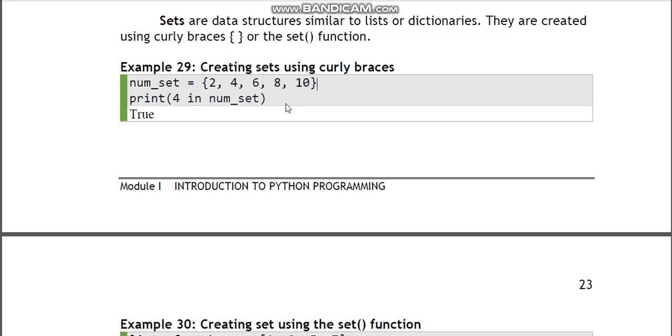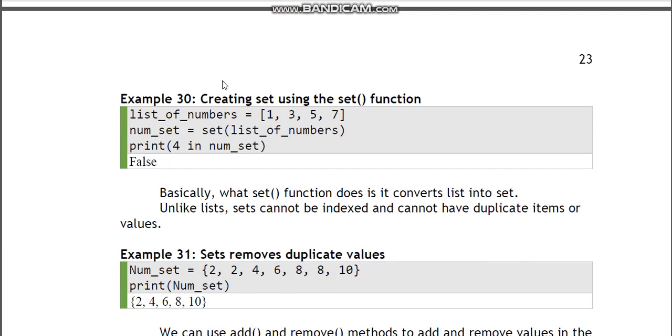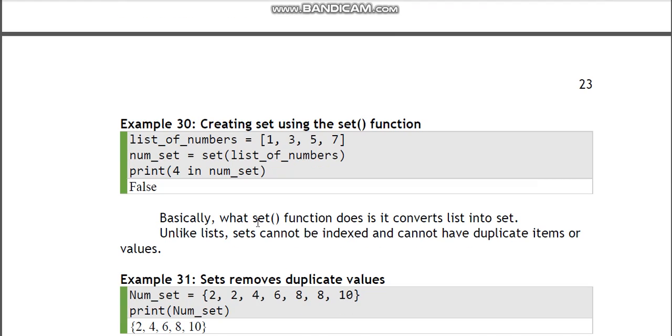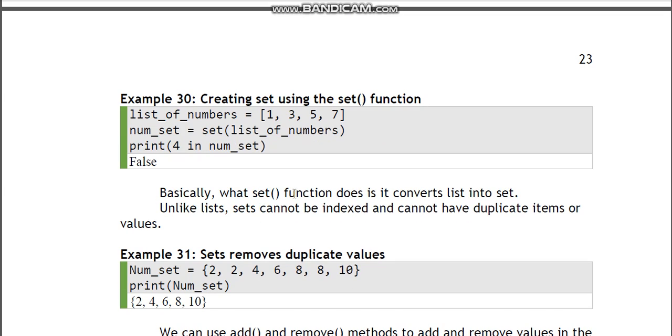Okay, and we can also create a set using the set function. So we have here a list of numbers, and then this list we can turn into a set using the set function. So we have numset is equal to set, whose parameter is the list of numbers. Okay, so those are the two ways of creating a set. Basically, what the set function does is it converts a list into a set.